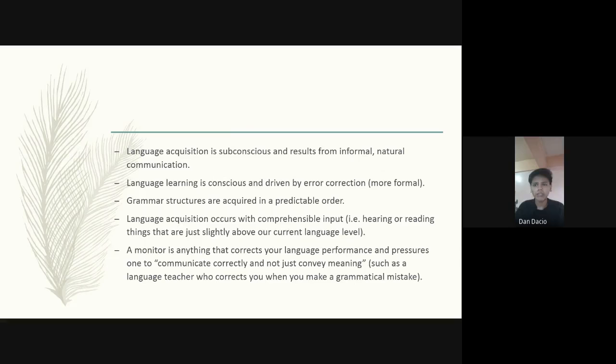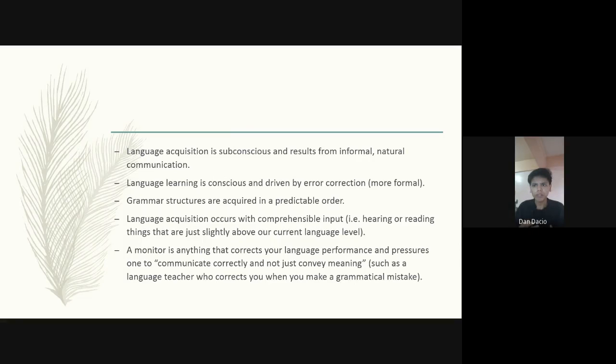So, next is grammar structures are acquired in a predictable order. Naniniwala siya na grammar structures are acquired in a predictable order is because of, di ba, pero sa English language, meron ng mga nakaset na rules kung paano ginagamit yung word, or how we are going to use, or the meaning or the usage of that specific word.